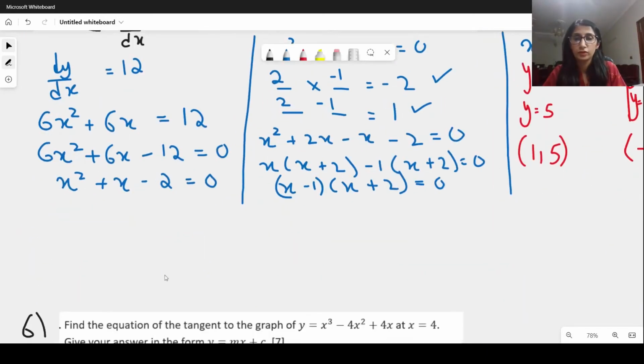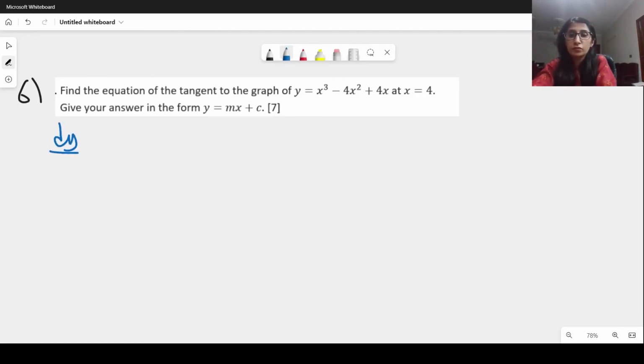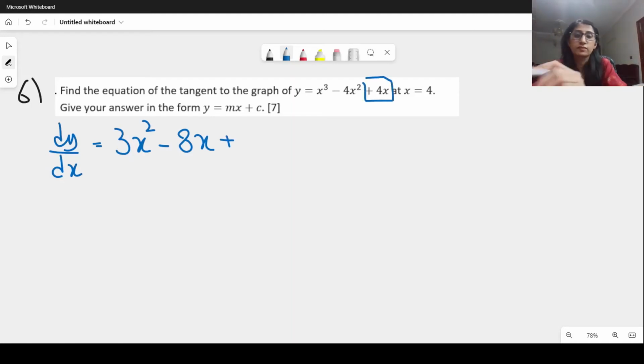Okay, moving on. Find the equation of the tangent to this graph at x equals to 4. Give your answer in the form of y is equals to mx plus c. So we start with finding m. M is actually the derivative. So dy over dx equals 3 comes down, gets multiplied with 1. So 3x cube becomes 3x squared because we reduce the power by 1. And then minus 4 and 2 gets multiplied, minus 8x power 1 plus, when it's 4x, then we've already discussed that the derivative is just 4, the coefficient of x term.